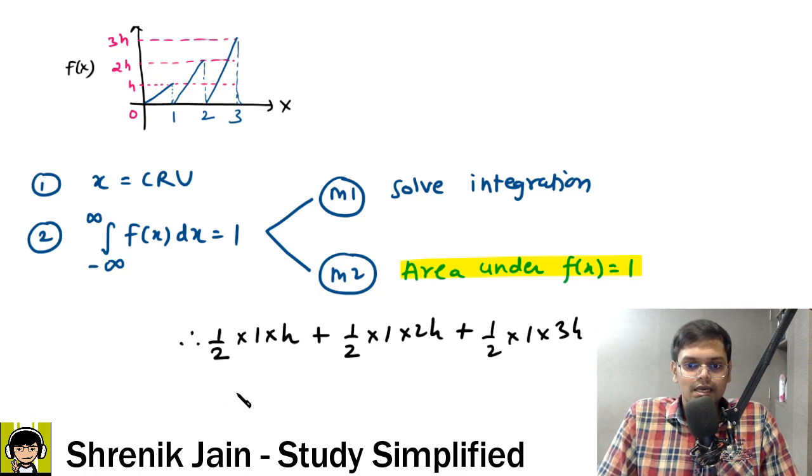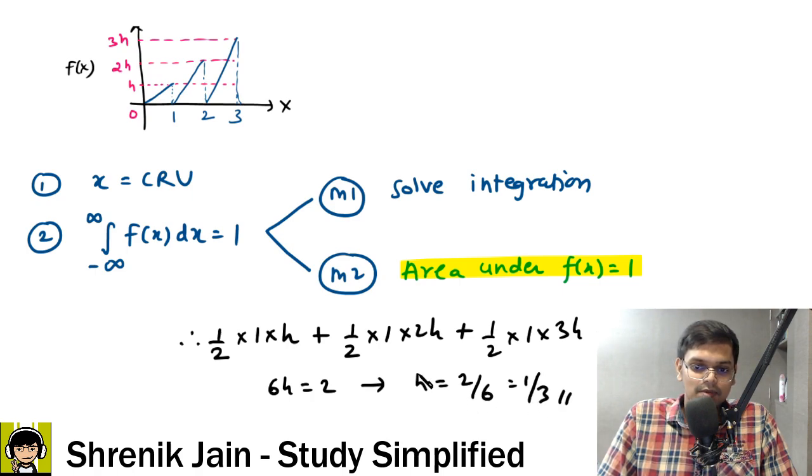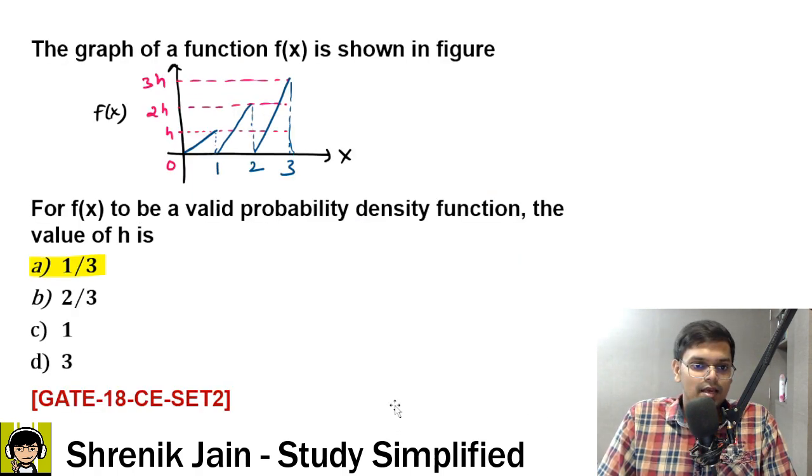So now finally I can say h plus 2h plus 3h, which is 6h. 6h is equal to 2. So h कितना होगा फिर? 2 by 6. So 2 by 6 is 1 by 3. 1 by 3 means option A is correct.